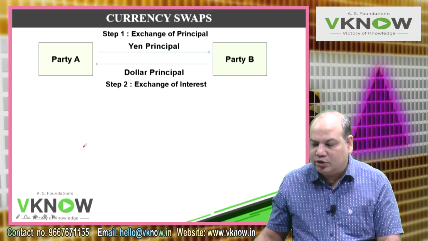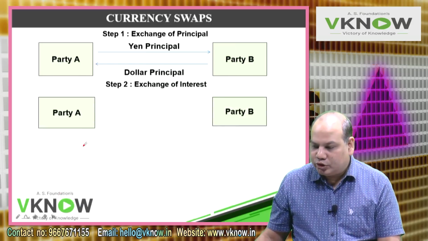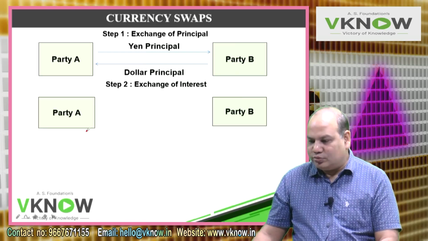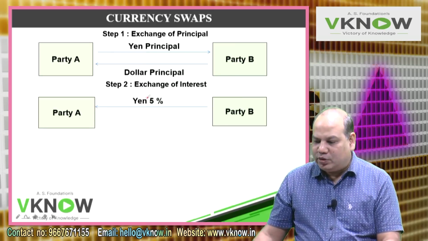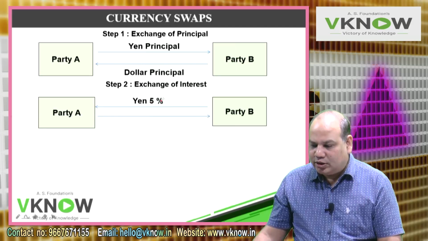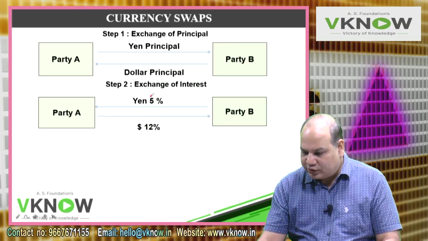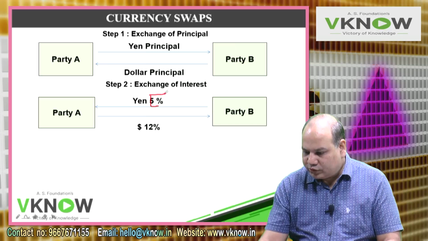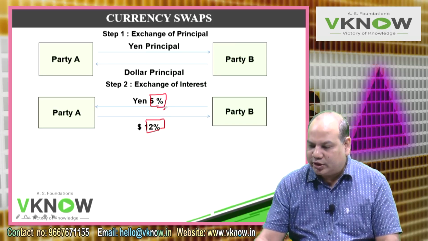Next point is exchange of interest. Suppose it's a 5-year loan. Now who will pay yen interest to whom? Party B will pay yen interest to party A. B will pay to A. And suppose they have agreed the rate at 5%. And A will pay to B interest in dollar. Suppose they have agreed at 12%. In this example, this 5% is fixed, this 12% is fixed. So this is called fixed to fixed swap, because both interest rates are fixed.